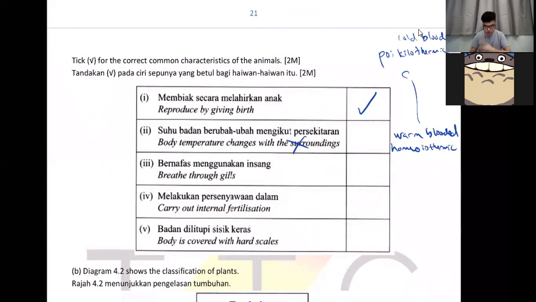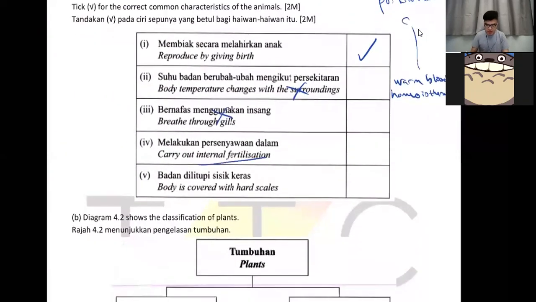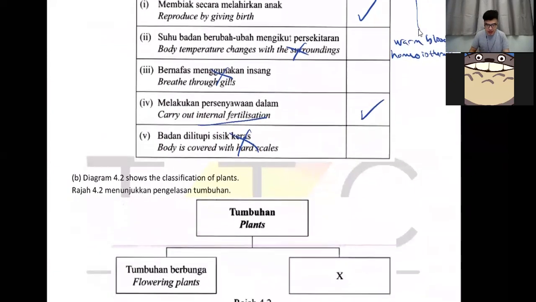Okay, so breathe through gills. No, mammals don't have gills. Carry out internal fertilization. Yes, that means the sperm and the ovum meet inside the female body. So cover with hard scales. No, you got fur, you got no scale. You got hair. Okay, apes have hair.